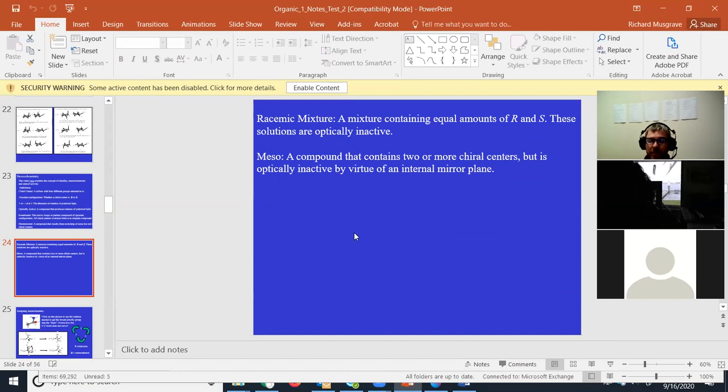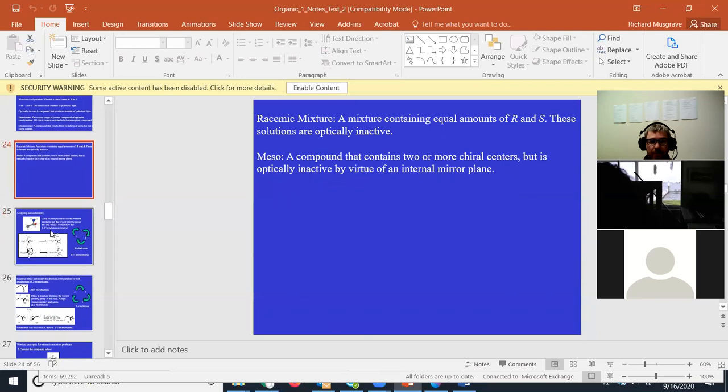That's what racemic means. And a meso compound is a compound that contains 2 or more chiral centers, but it's optically inactive because it's got an internal mirror plane. So I'll show you examples of those as well. It's kind of like a racemic mixture is 2 different compounds. A meso is sort of the same compound, but it's got chiral centers, but it's not optically active. All right, but we will get into all this terminology as we go here.